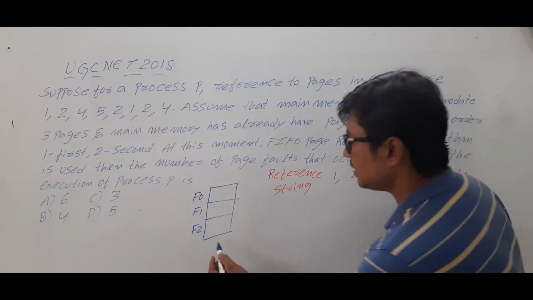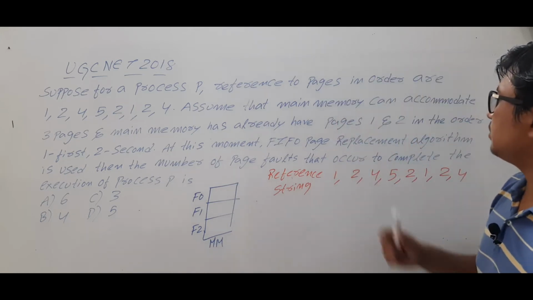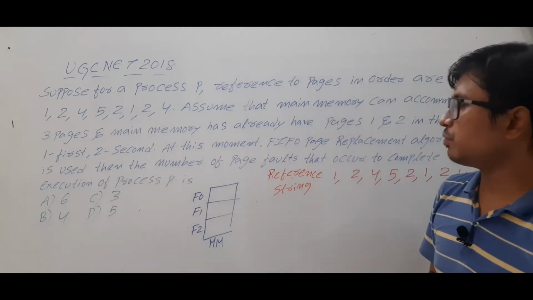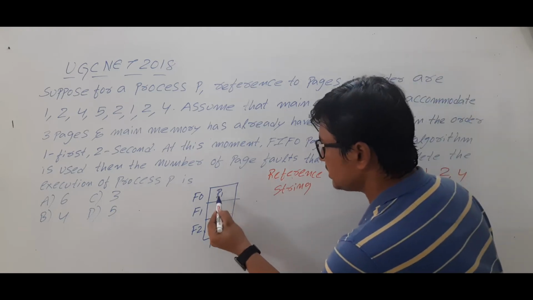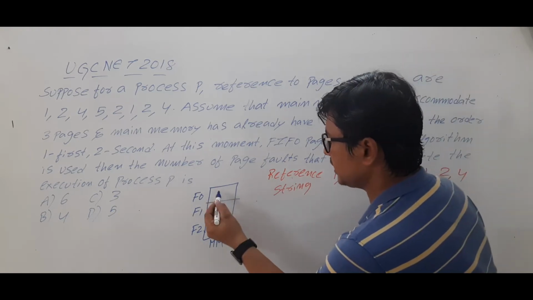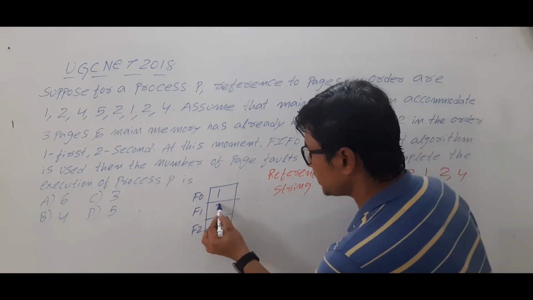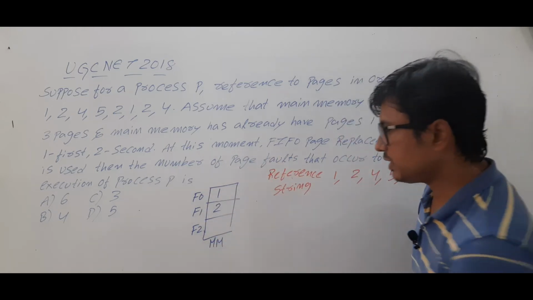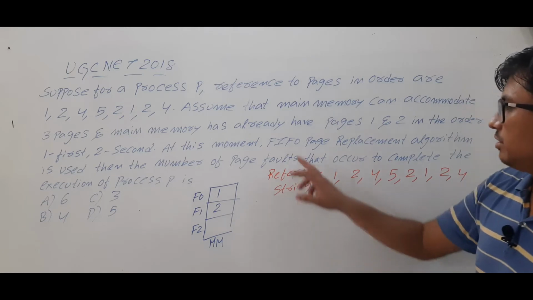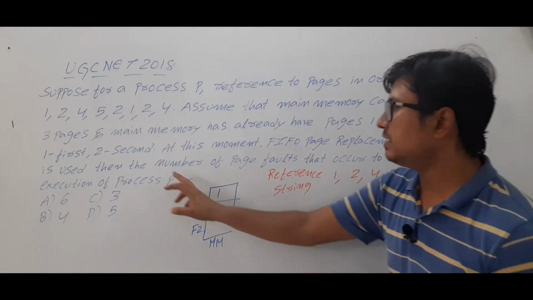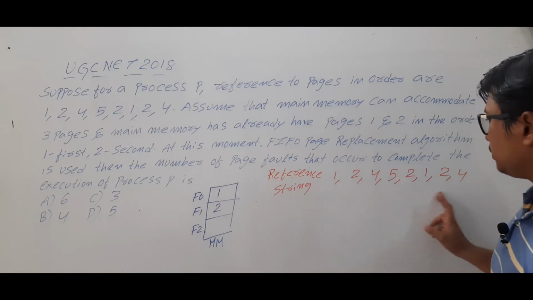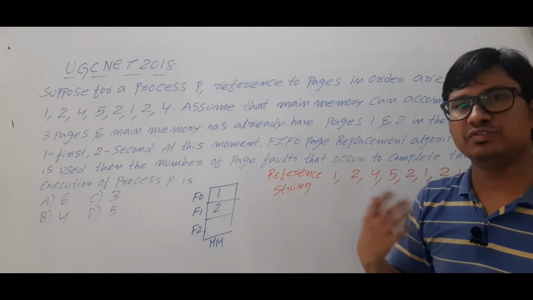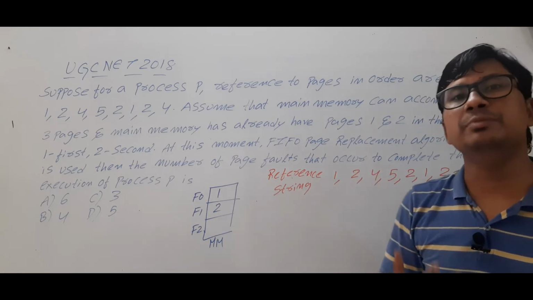Now what they are saying, in the main memory already page number 1 and page number 2 is already available, and even they have provided the order. First page number 1 is entered. So page number 1 is here. Are you able to understand? Let me write it here as 1 only. Then page number 2 is entered. So these are the 2 pages there. So first is page 1 and then page 2. At this moment, FIFO page replacement algorithm is used, then the number of page faults. So if you want to execute this process P using the first in first out page replacement algorithm, they are asking how many page faults we will get.